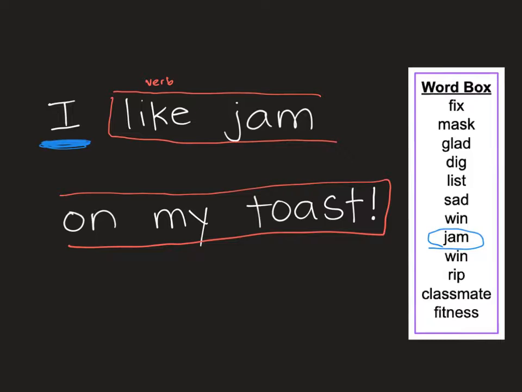This whole entire thing is our predicate. So our subject is I, and our predicate is like jam on my toast. What's the spelling word that we used that has the short A sound that makes that ah sound? That's right, jam.